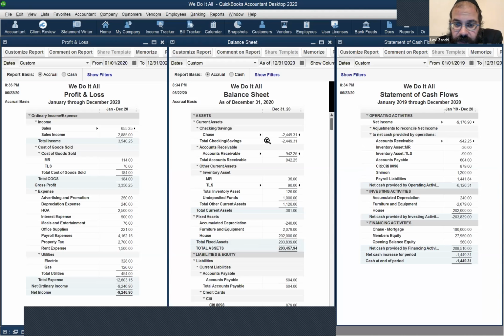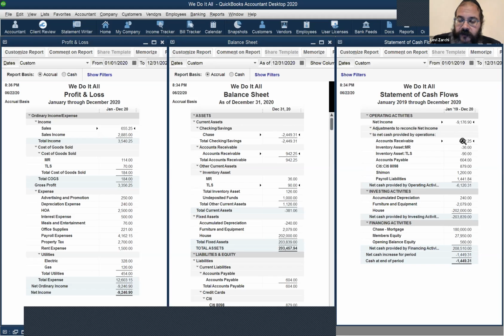Our Chase account here was a negative number in the balance sheet because we are negative in the bank. But if we put in the $1,000 of undeposited funds, you see, this is where you find it. The $1,000 undeposited funds, together with the 2449, gives us the total cash of 1449. But we're looking for cash flow. So even though our net income is a result of our sales on the accrual method, okay, this is a little confusing to understand.